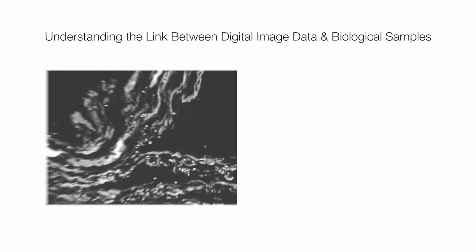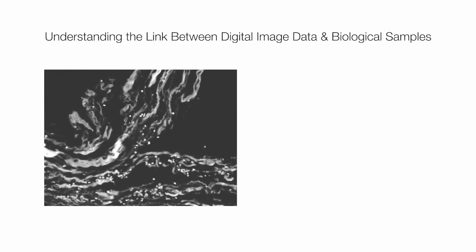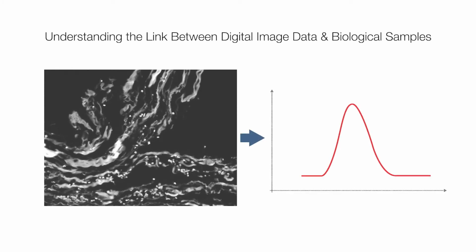This video explores the link between the signals in biological samples and the digital data from microscope cameras. Understanding this relationship can help you set the ideal image acquisition conditions to achieve the highest quality images and data. First, excited fluorophore or fluorescent protein labels on the target emit fluorescence light.